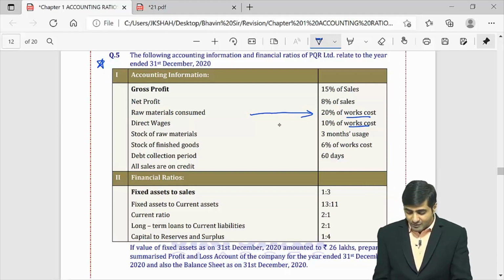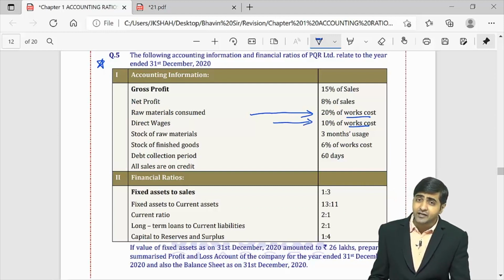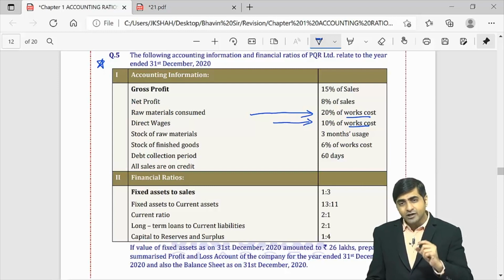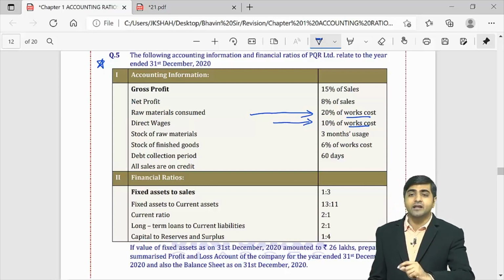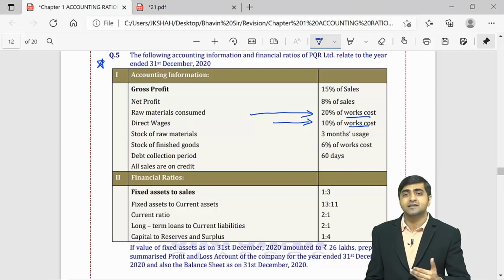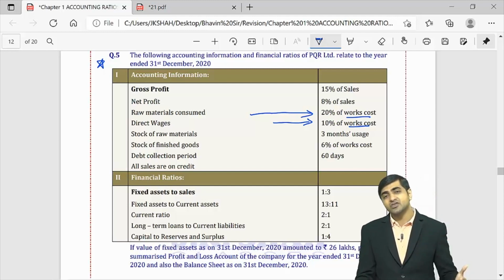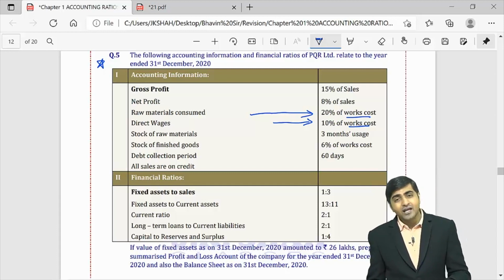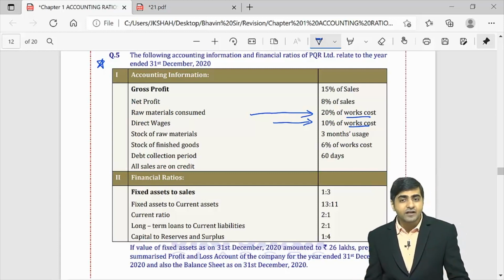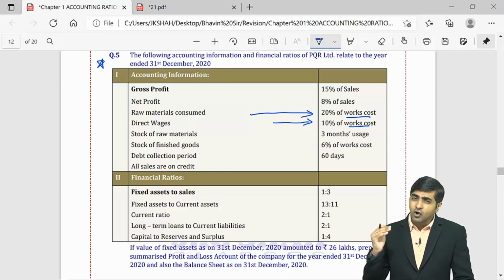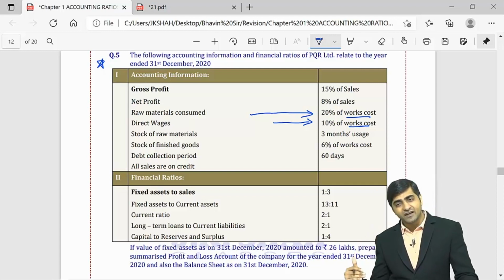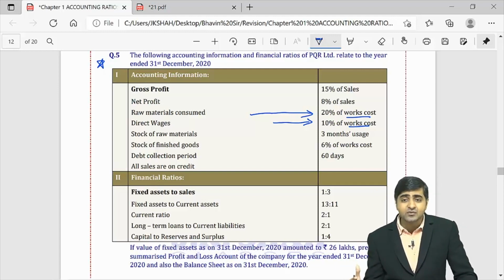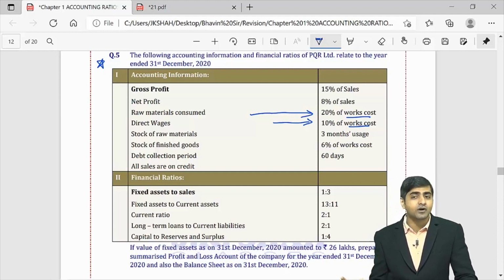Whatever is your work cost, we multiply that by 10%, we'll be getting the direct wages. And guys, now 30% is raw material consumed and direct wages. So what will be the balance 70%? So that will be treated as your manufacturing expenses or your factory overheads. And then my dear students, with the help of this, you can prepare your trading and profit and loss account. We have to put raw material consumed, direct wages, manufacturing or factory overheads, which is missing in this question, but that is nothing but 70% of the work cost.